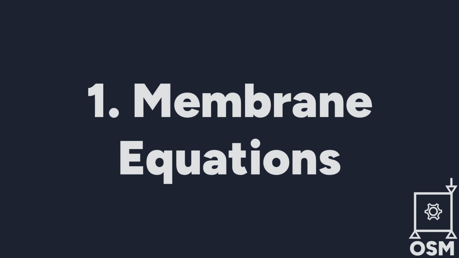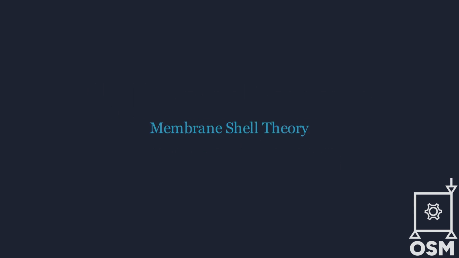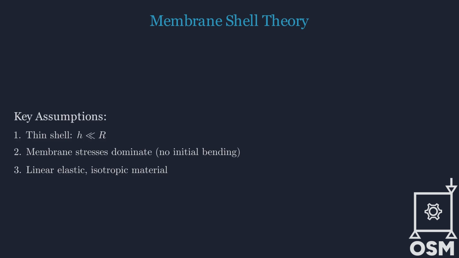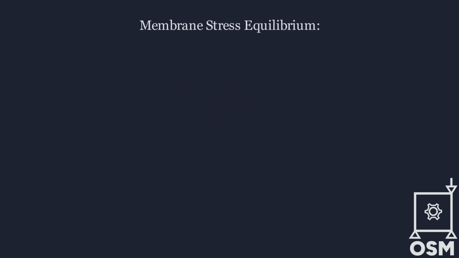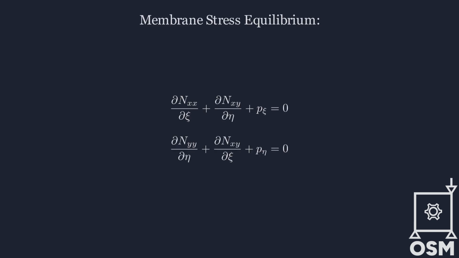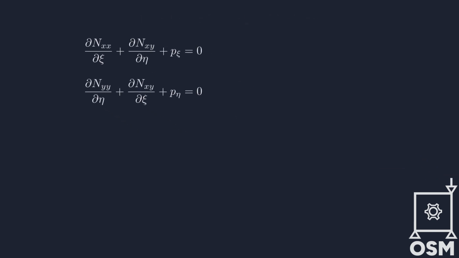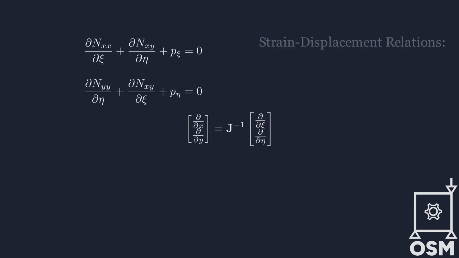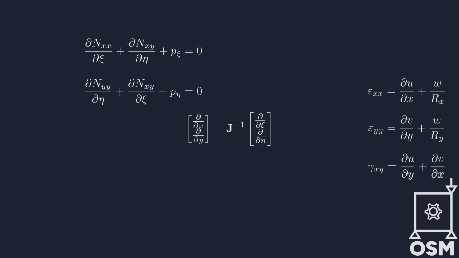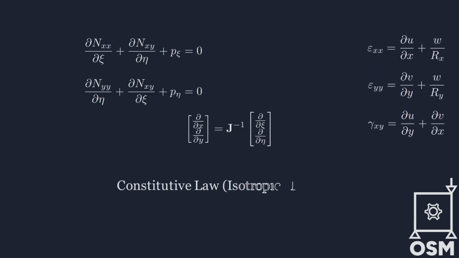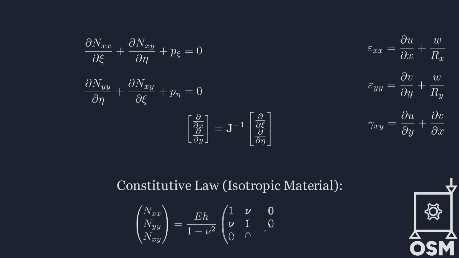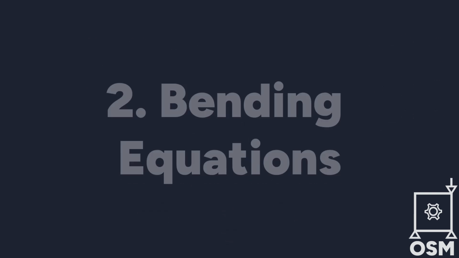In membrane shell theory, we assume a thin shell where membrane stresses dominate and bending is negligible. The in-plane stress equilibrium is expressed in local curvilinear coordinates as partial derivatives of in-plane forces plus distributed loads. Using the Jacobian, we transform local to global derivatives. Strain components relate to displacement and curvatures of the middle surface. Finally, stress resultants follow a plane stress constitutive law with isotropic elasticity and shell thickness scaling.